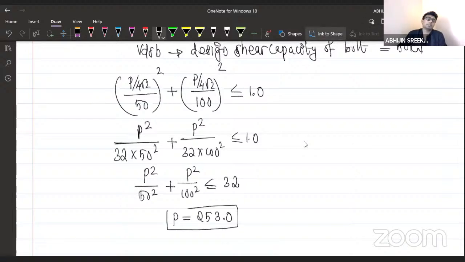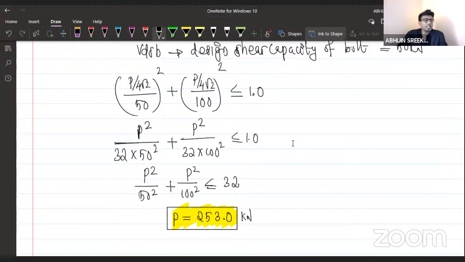Let us write it as 353 point something, and you can correct me if it is wrong. You'll be getting the P value here as 253.0 or 252.98. I am just rounding it off to 253. Okay, Krishna is giving me the correct answer. Thanks for confirming this, Krishna. 252.98, or I can say 253 kilonewton. This will be your answer. This will be the maximum value of P.